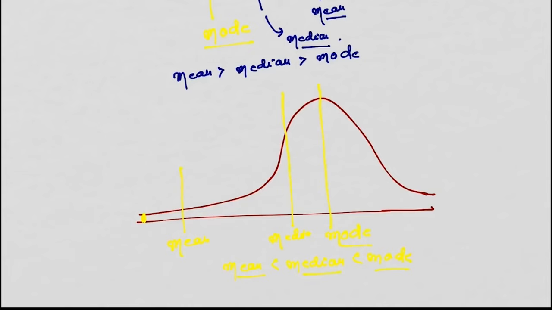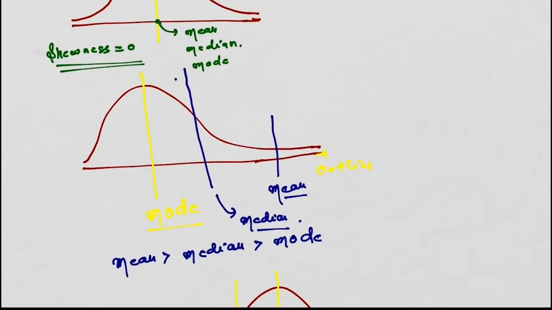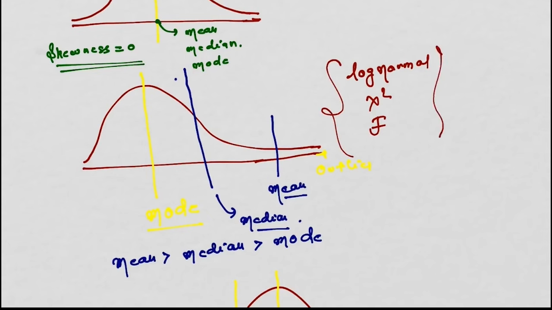Okay? And this is called a left skewed data or a negative skewed data. There are certain distributions: log normal distributions, chi squared distribution, F distributions are right skewed data. उनका जो plotting बनता है वो यूं बनता है, right skewed data. ठीक है, right skewed data से क्या feeling आता है?